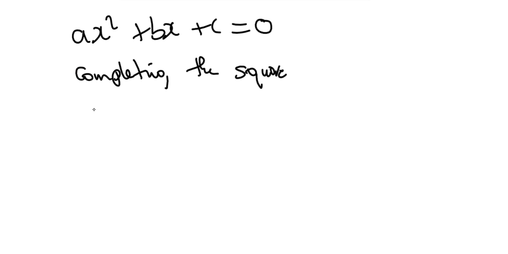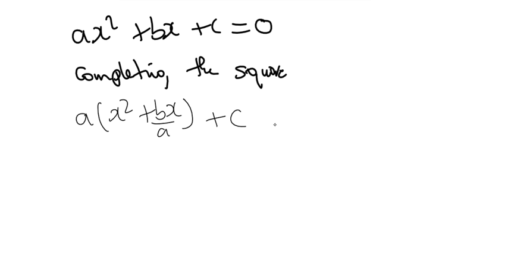Alright, so first what we're going to be doing is we're going to factor a out. So we can have a on its outside and put all the x's together plus bx, but we're going to divide it here by a. So when we distribute this a again, we're going to get the same expression again. And then we keep the c here on its own, do nothing, and keep the equation set to 0.